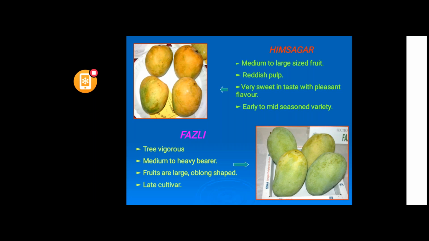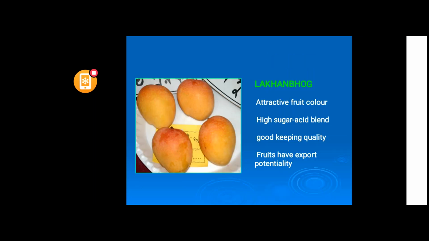And as you know, Fazli is a big-fruited cultivar. The average weight is more than 600 grams, and fruits of maybe 1 kg weight are available. It is a late cultivar, among the latest. Lakhanbhog is another very colored variety. It has a high sugar-acid blend and good keeping quality, and that is why it is now being exported from West Bengal to other countries. The fruits have export potential and very attractive color.